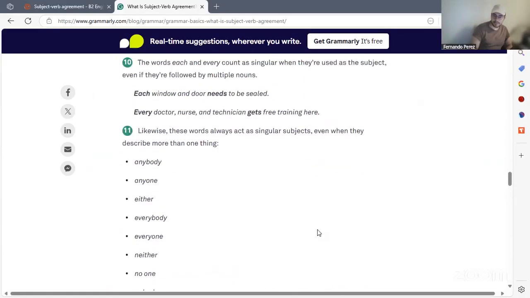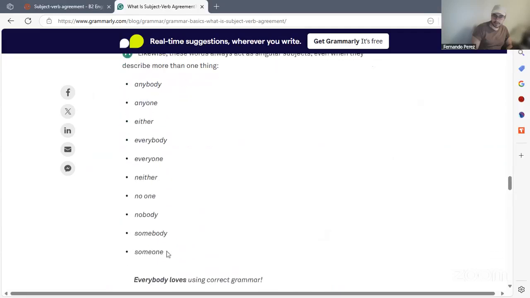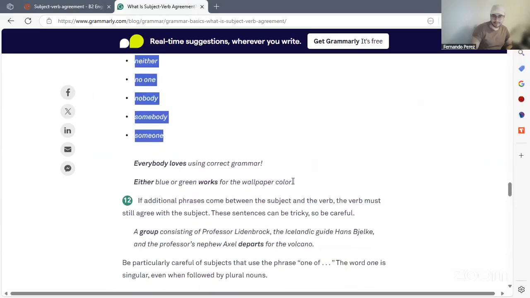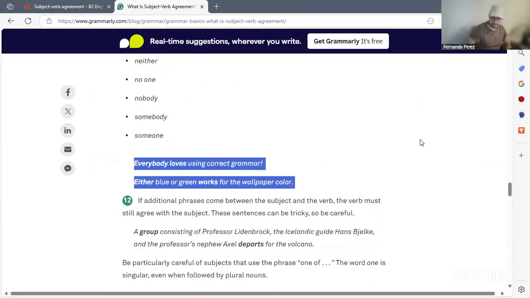What's the name of this? Indefinite pronouns. Anybody, anyone, either, everybody, all the indefinite pronouns are considered singular. So read this. Everybody loves using correct grammar. Either blue or green works for the wallpaper color.